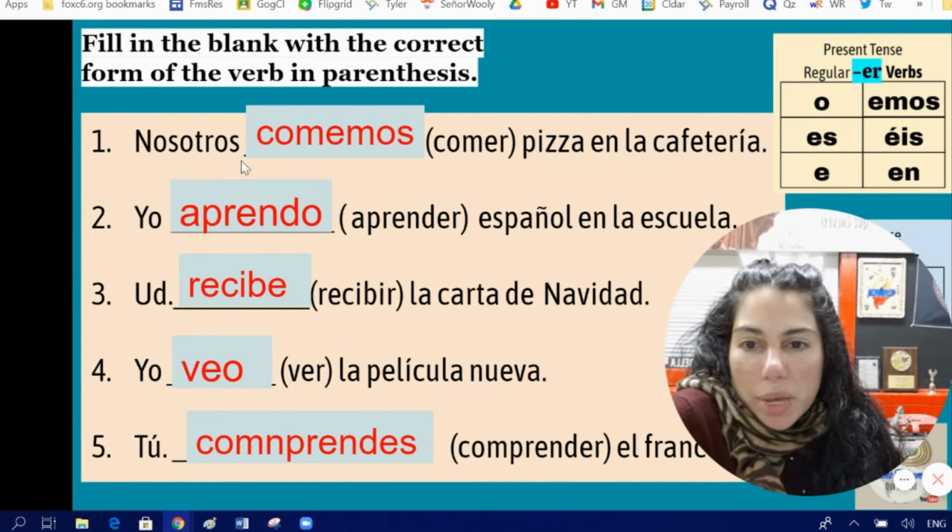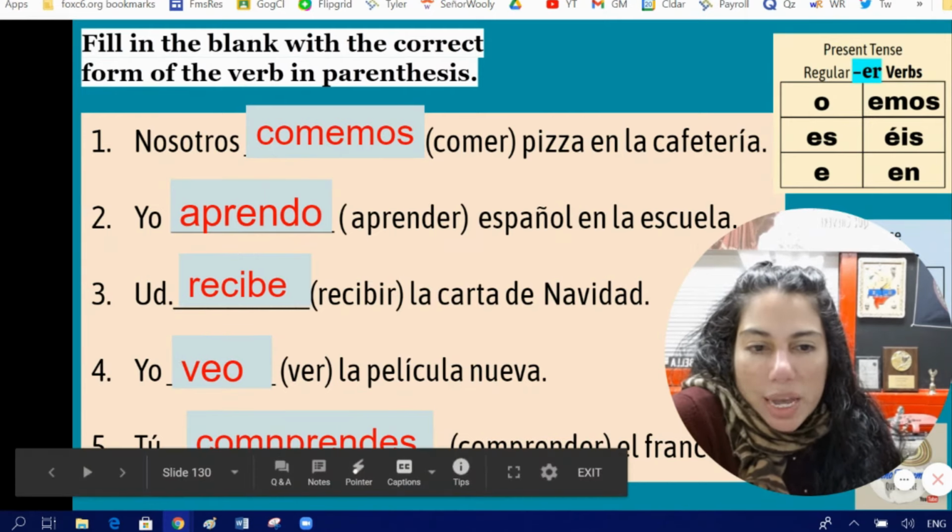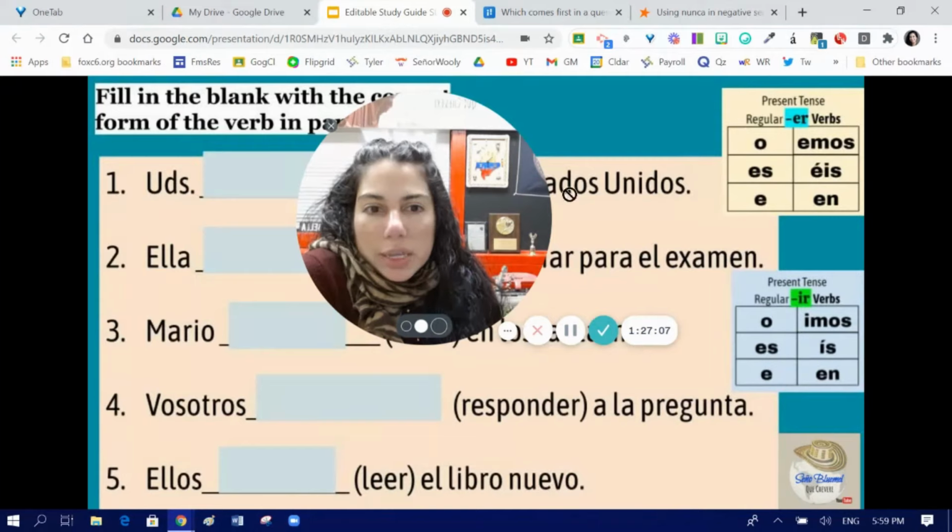Okay, and then here it's asking you to do the same with this verb. So nosotros comemos, yo aprendo, usted recibe, yo veo, tú comprendes. Fill in the blank again.